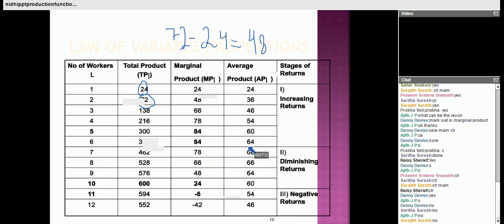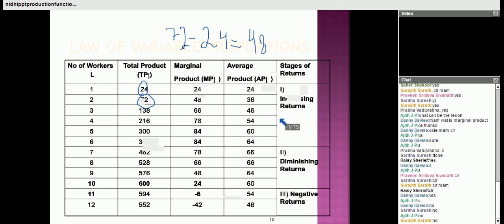All right. So these are the three main columns for this productivity. This whole process of production is divided into different segments. So the first stage is the stage of increasing returns. It is increasing returns because continuously the marginal product is increasing.